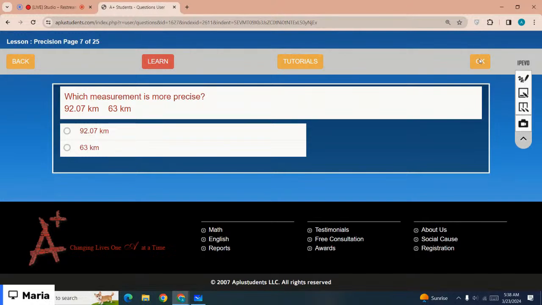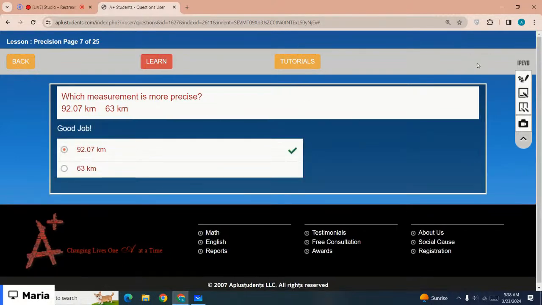Which measurement is more precise? 92.07 kilometers or 63 kilometers? Which is the correct option? The correct option is 92.07 kilometers. Option number 1 is the correct option.